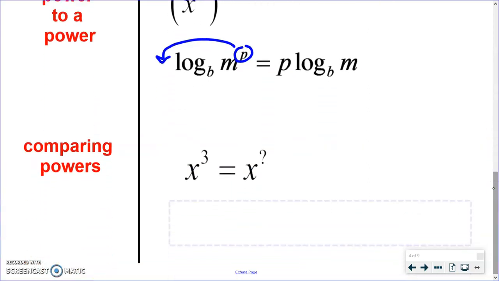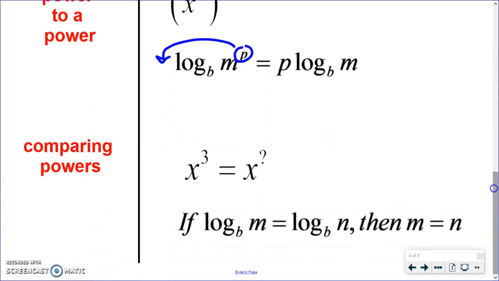And if we were to compare powers, we know if log base b of m equals log base b of n and the two bases are the same, then m must equal n. So let's do some examples here.